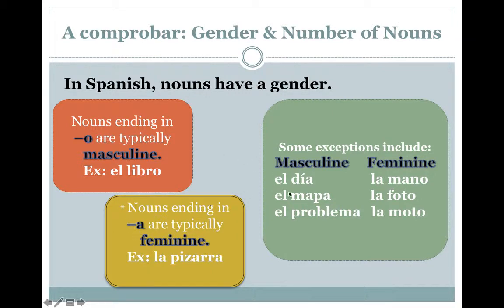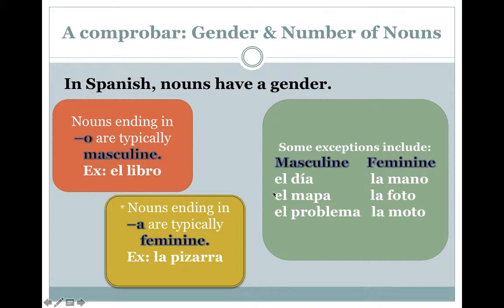Feminine and a, right? But in this case, that does not work. It's el problema. This is an irregular. Something with dia, day. You would think it would be la dia because it ends in an a, but it's not. It's el dia. So these are some irregulars. Guys, the only thing you can do with these is memorize.